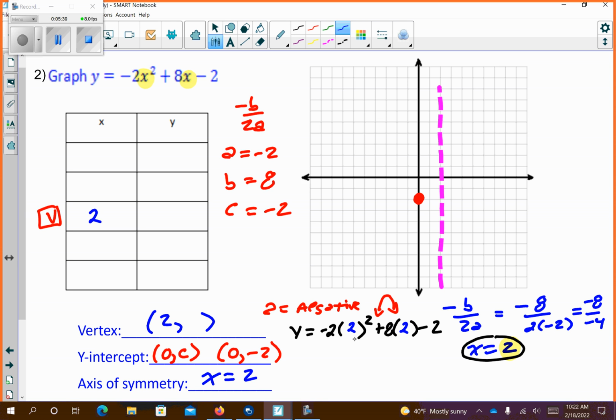All right, so we do the math. Exponent first. 2 squared is 4. 4 times negative 2 is negative 8. So I get y equals. And then 8 times 2 is 16. And then I have the negative 2. Does everyone feel comfortable where the numbers just came from? So from there, I'm going to say, all right, let's do the arithmetic. Negative 8 plus 16 is positive 8. 8 minus 2 is 6.